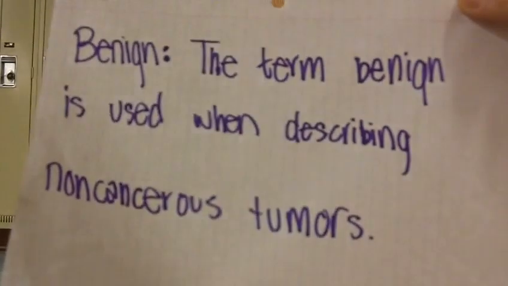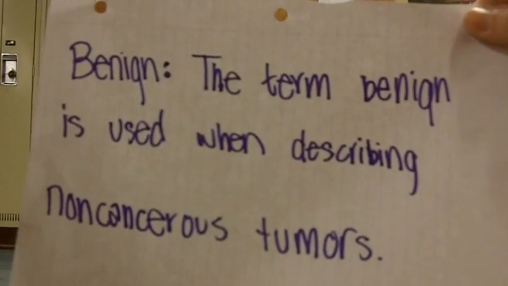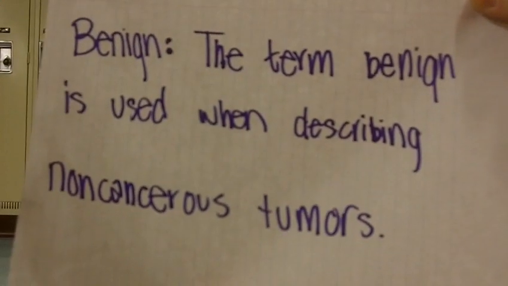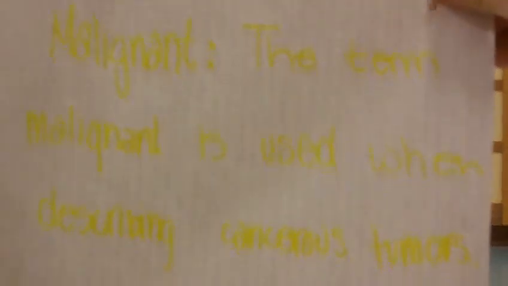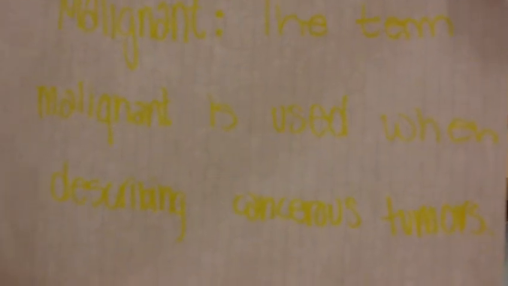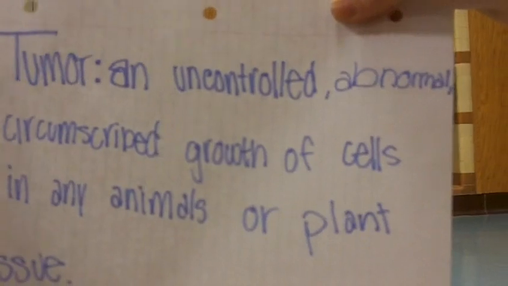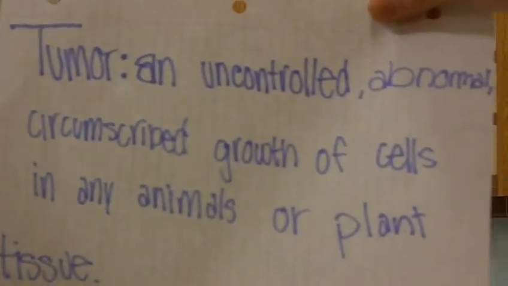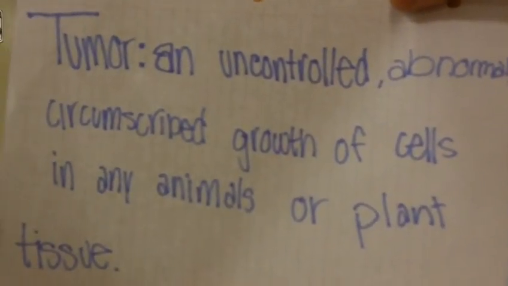Benign. The term benign is used when describing non-cancerous tumors. Malignant. The term malignant is used when describing cancerous tumors. Tumor: an uncontrolled, abnormal, circumscribed growth of cells in any animal or plant tissue.